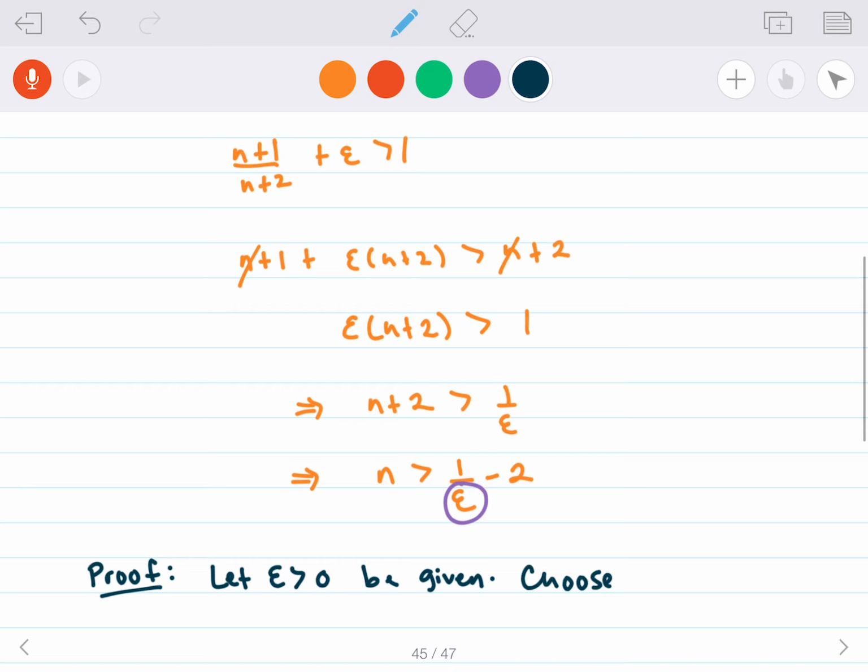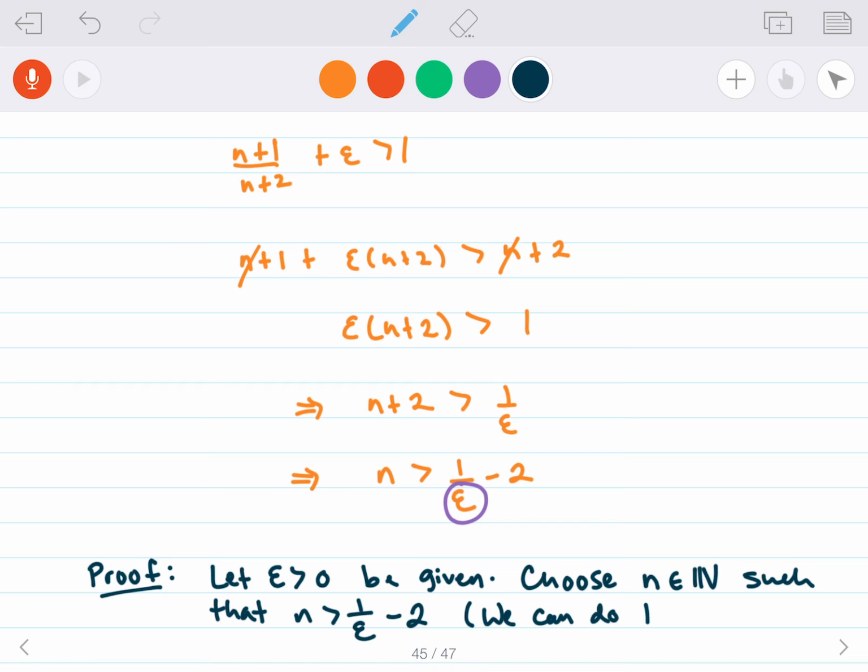Choose little n in the natural numbers such that little n is bigger than 1 over epsilon minus 2. We can do this by the Archimedean property.